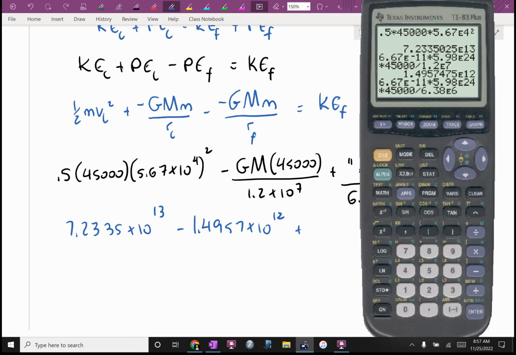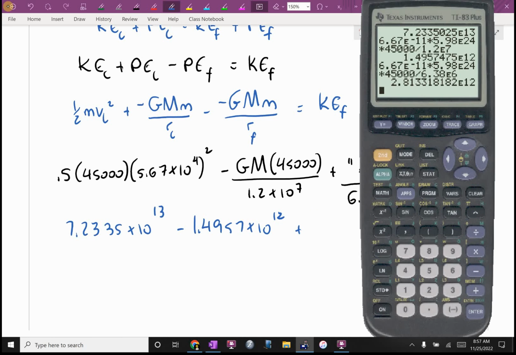And again, I can't emphasize enough, all of you, I hope, are trying these on your calculator, because these are ones kids get wrong constantly on the test. Oh, you got all the right numbers? Wrong answer? You were too lazy to follow along during class. I just have no use for that. Third term, I get 2.8133 times 10 to the 12th.